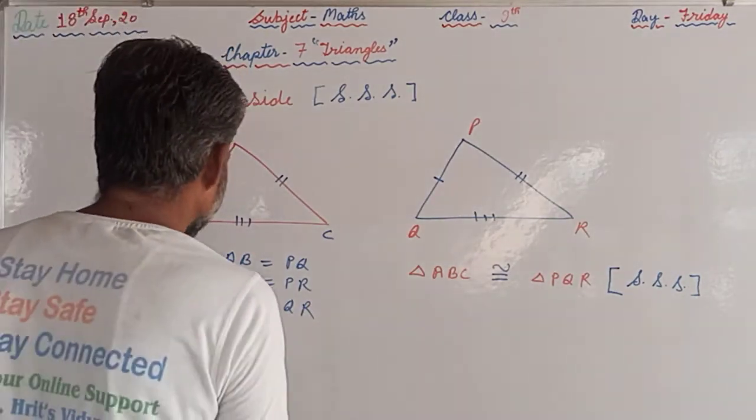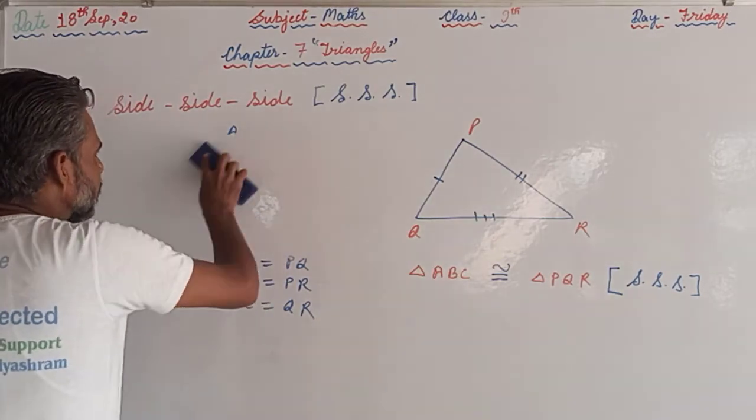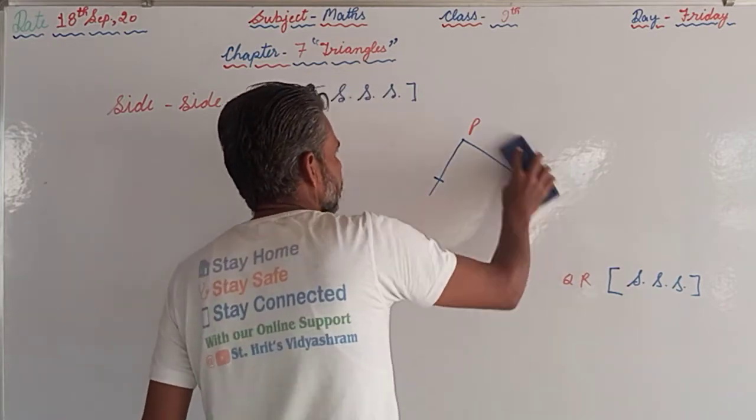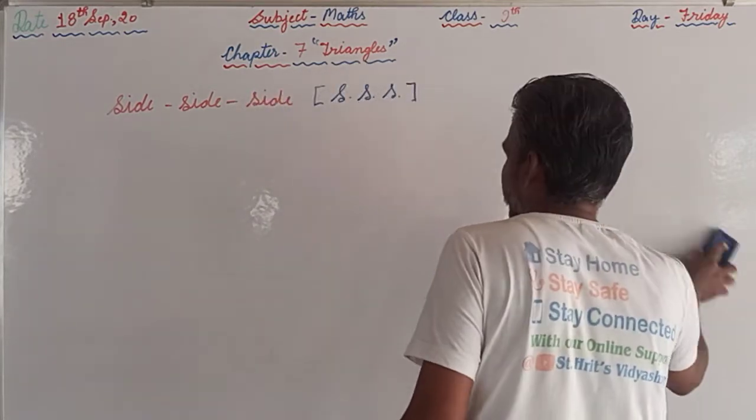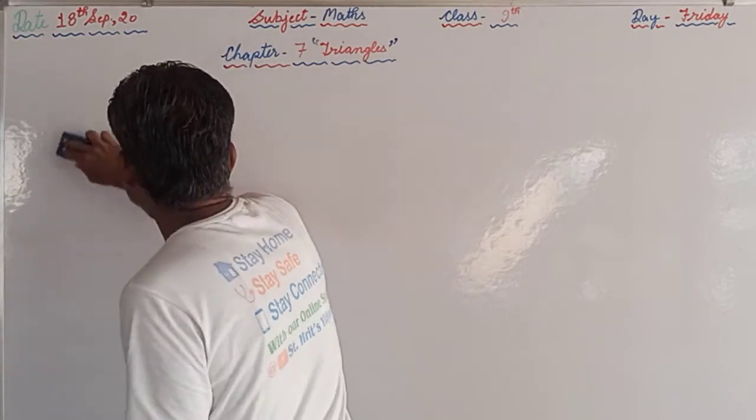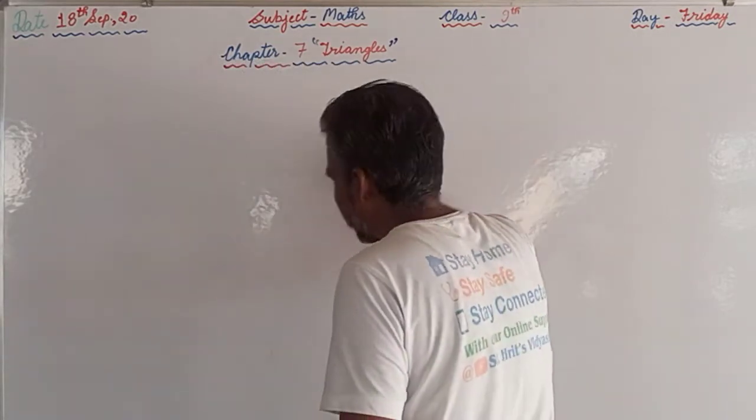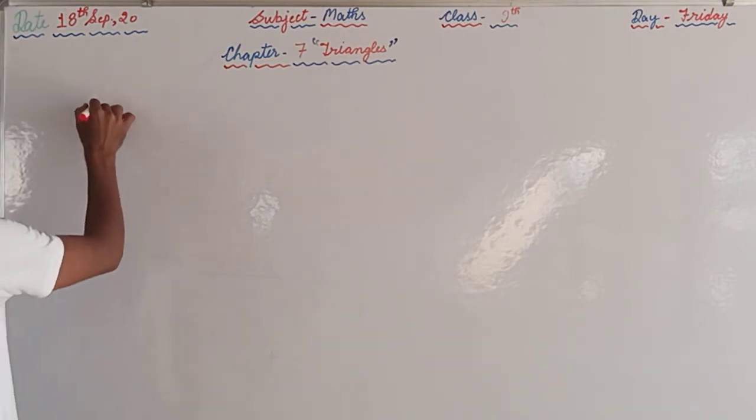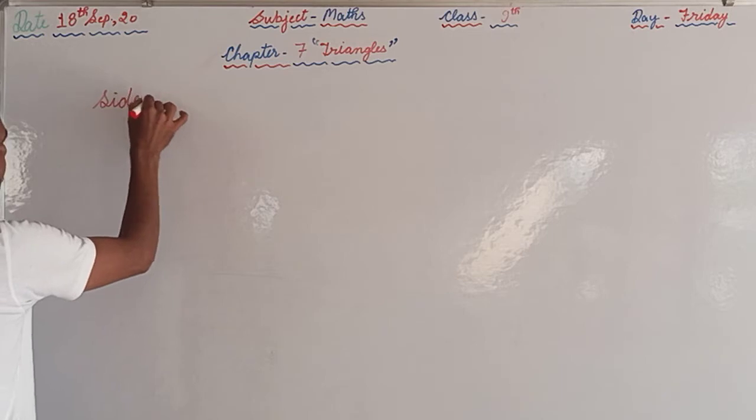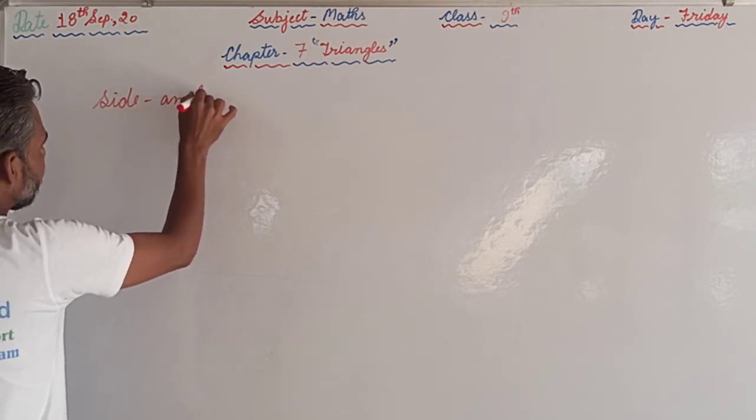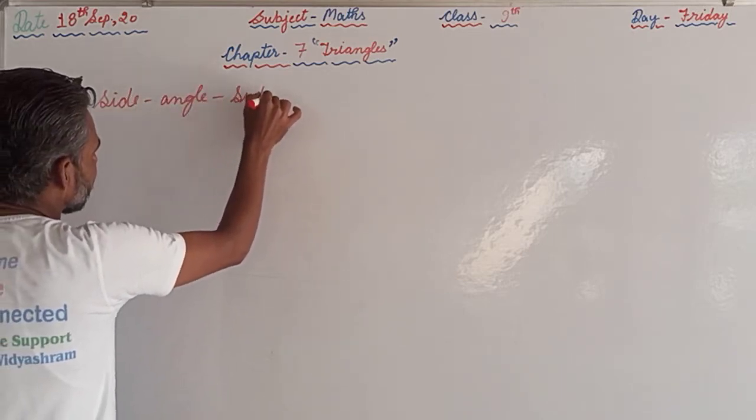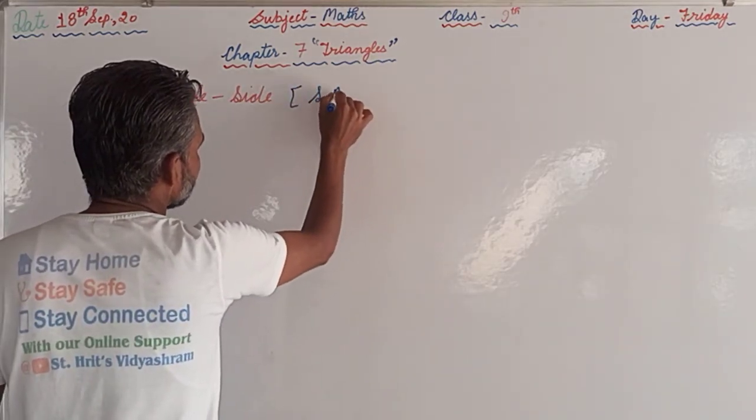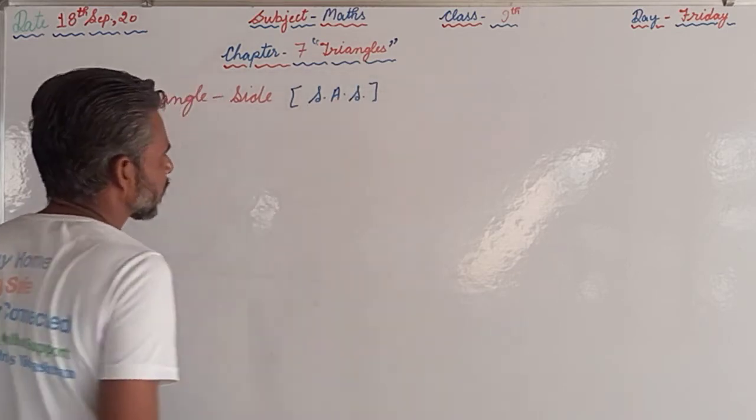Now we will see the next criteria. That was the first one. Now the second one. Side, angle, side. In short, we can say side angle side.